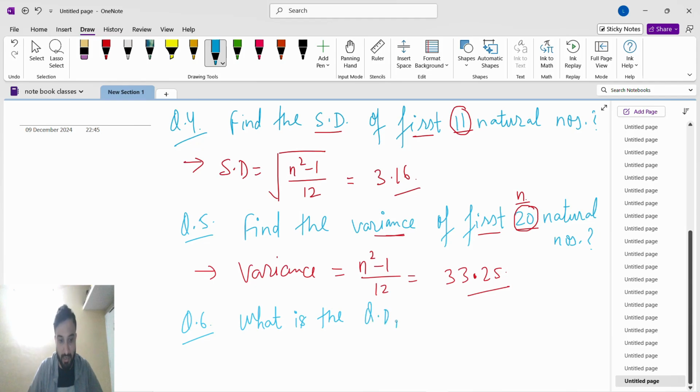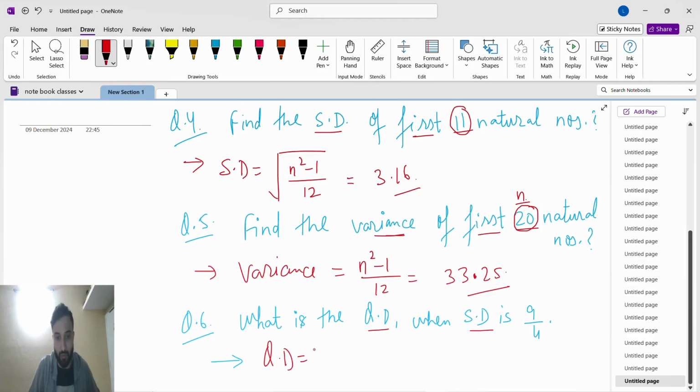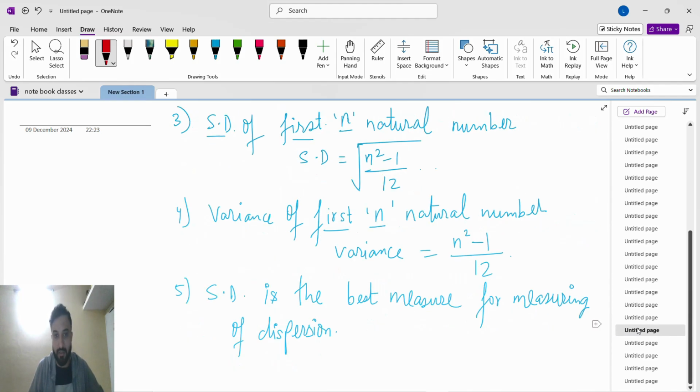What is the quartile deviation when standard deviation is 9/4? Okay. Guys, here they are talking about quartile deviation and standard deviation, right? So they said, what is quartile deviation when standard deviation is 9/4? So we have to find the quartile deviation. So we will see.